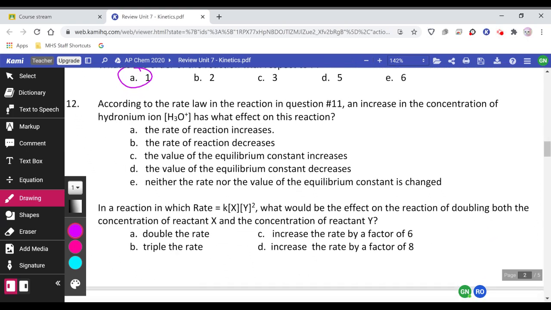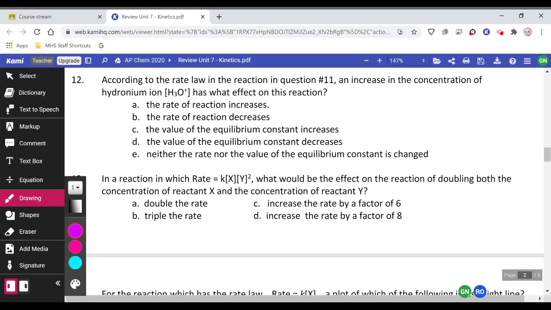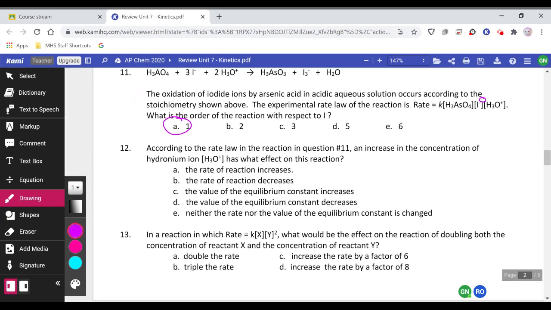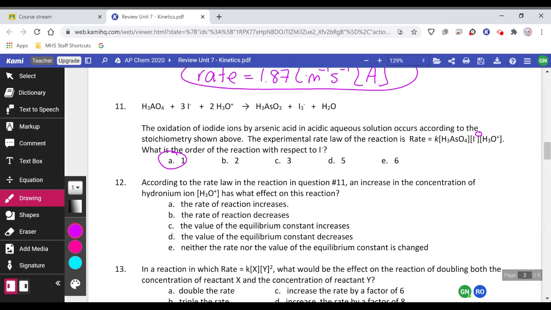Good. Okay, on 12, according to the rate law and the reaction that we just saw, an increase in the concentration of hydronium ions has what effect on this reaction? Let's look back at that. So we're increasing those hydronium ions. Will the rate of reaction increase? Well, let's hang on to that one. Will the rate of reaction decrease? That one definitely makes no sense, right?